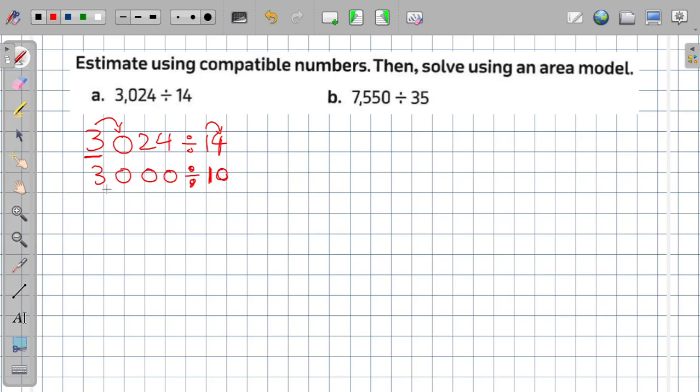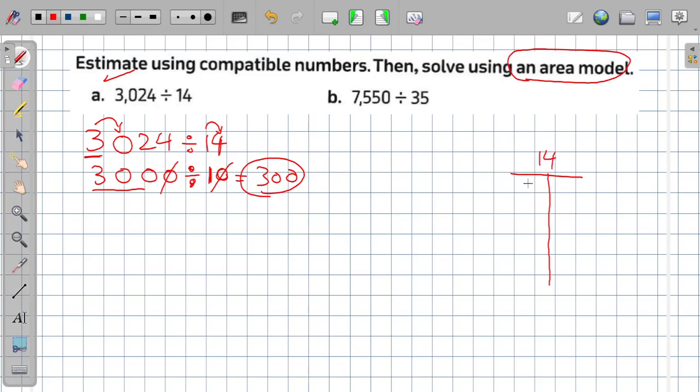Okay, so 3000 divided by 10 is 300 because I canceled the 10. Okay, so I have here 300. So 300 is our estimation. Okay, so I estimated the result. So I want to find the result by using the area model. Okay, so first let's make our timetable.